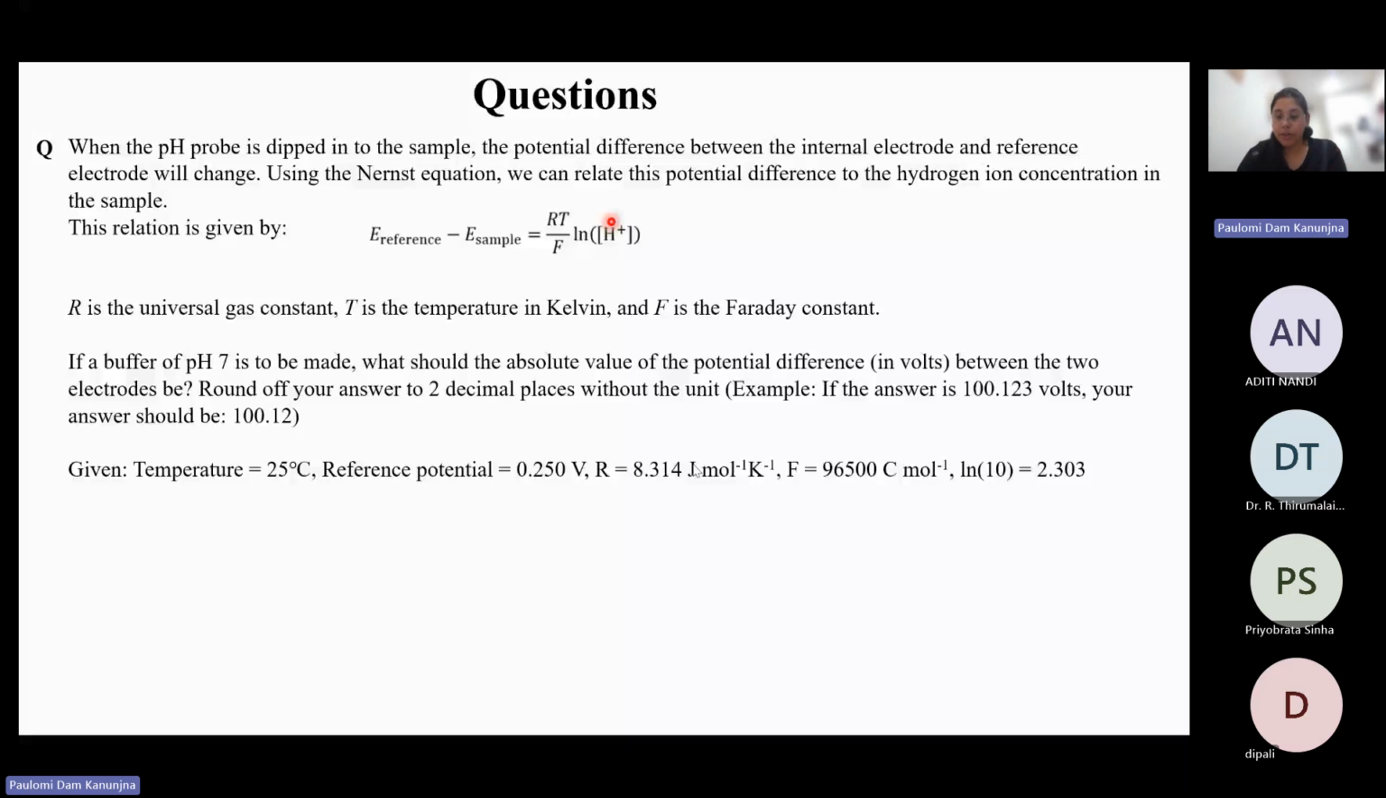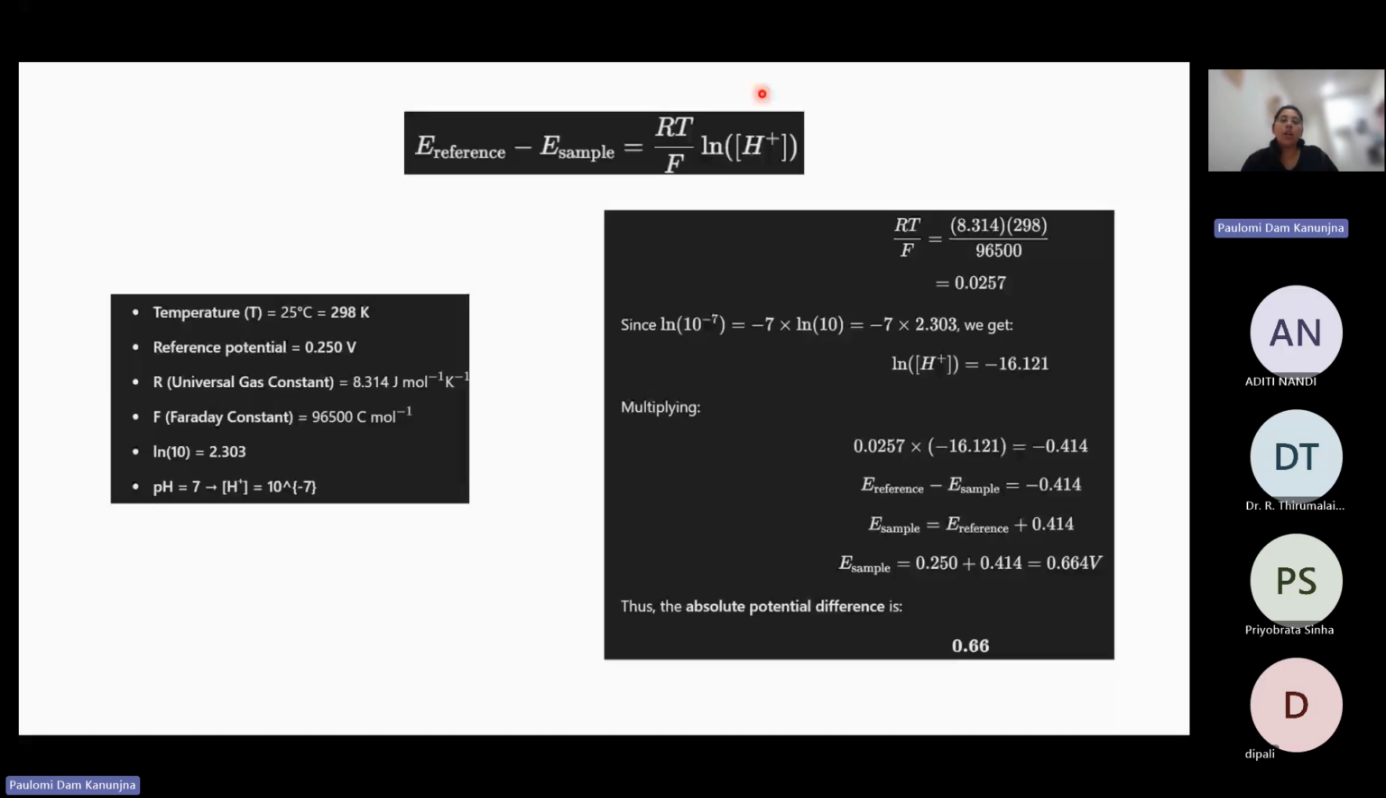Okay. I will give the answers. So I've given you the E sample value, but the absolute potential difference is also what we're going to discuss when we're looking at the answer. This is the formula that we are referring to, right? It's already from the question. The question says E reference minus E sample is equal to RT by F ln H plus.